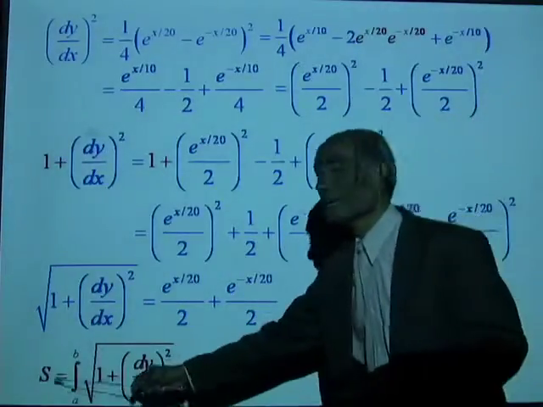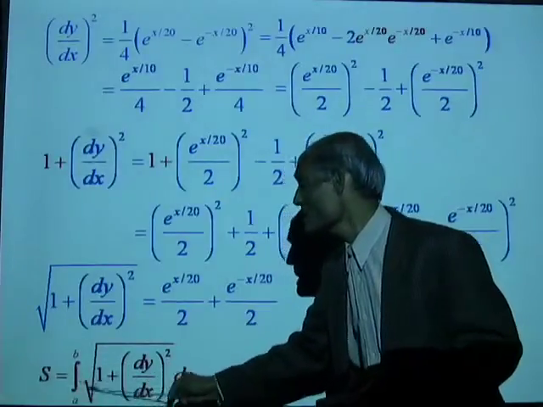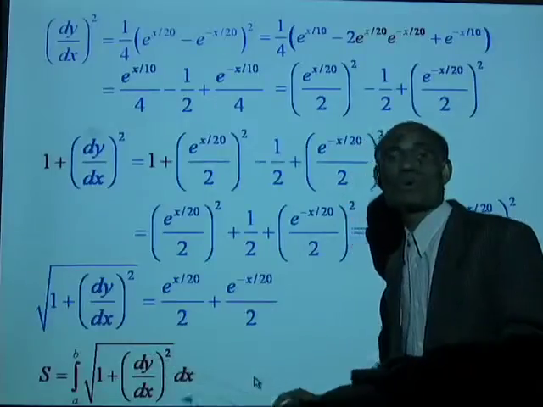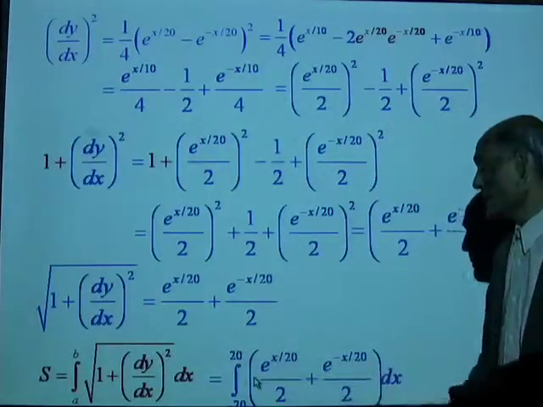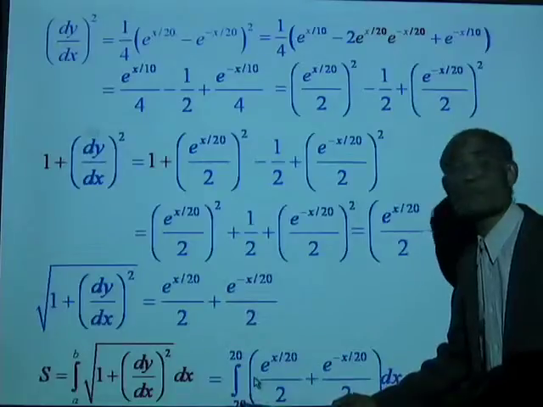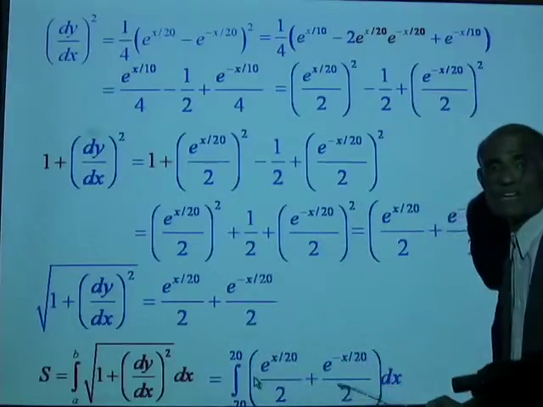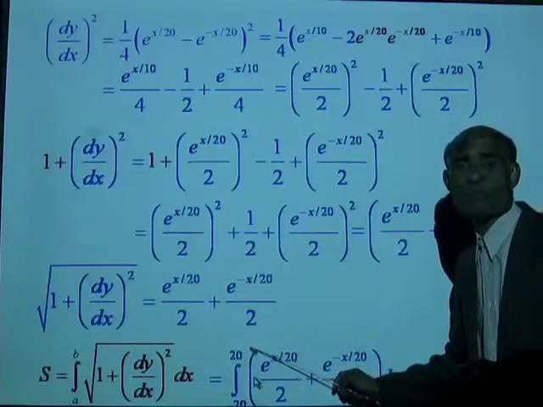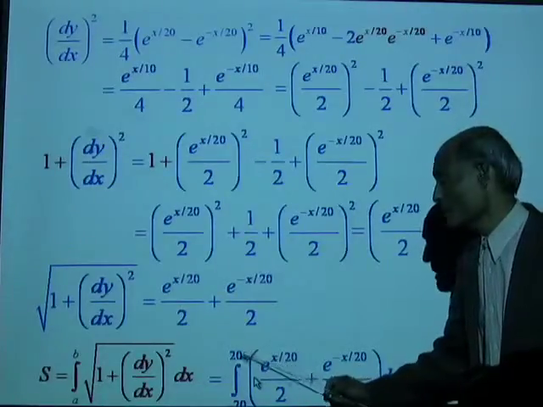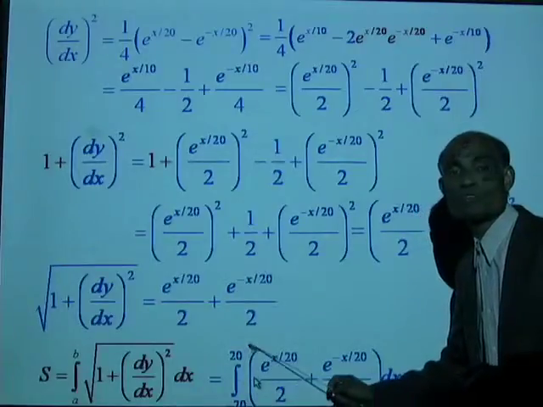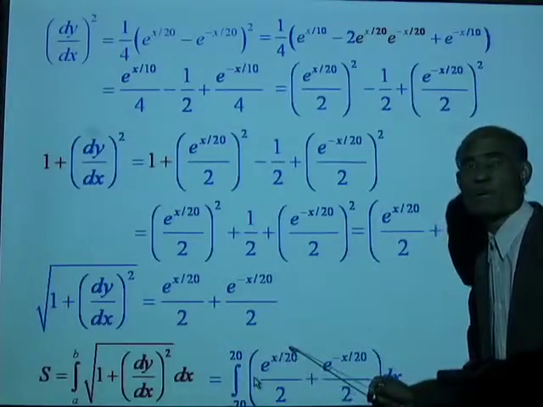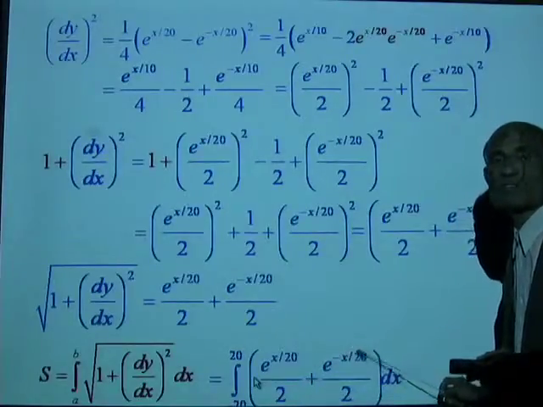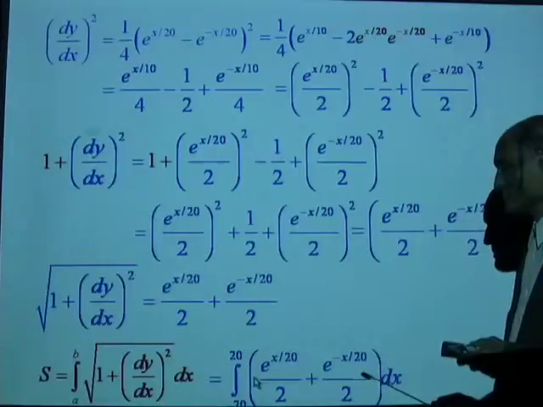There you go. So s equal to integral a to b square root 1 plus dy by dx all squared dx. And that will be integral negative 20 to 20. If you cannot see this properly, you can actually see it in the PowerPoint that you have printed out. It'll be integral negative 20 to 20 e to the power of x over 20 over 2 plus e to the power of negative x over 20 over 2 dx.